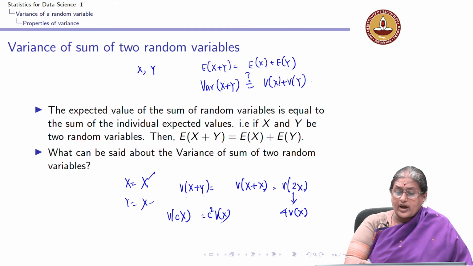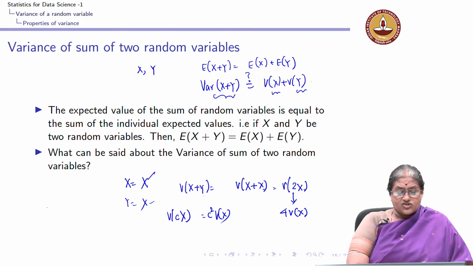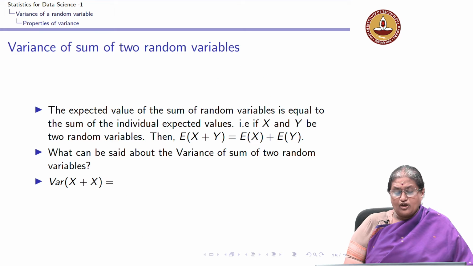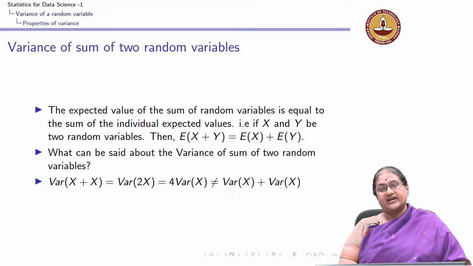Now, if I wanted to know whether variance of x plus y is variance of x plus variance of y, if I look at the right hand side, I get variance of x plus variance of x, which is 2 times variance of x. I can see that 4 times variance of x is not equal to variance of x plus variance of x.